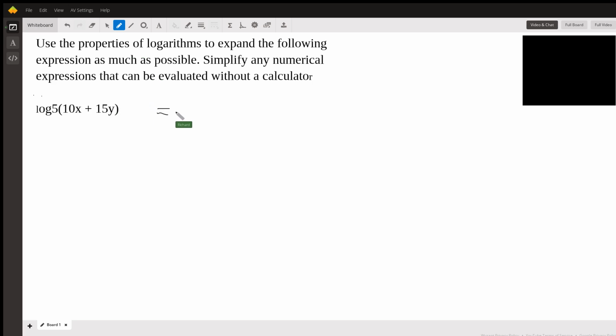If we were to look at this one, let me just rewrite it a little bit so you could see better. 10x plus 15y. And now you can see we're taking the log of this whole thing here. And so we can use the multiplication property here and break this up into two logs.